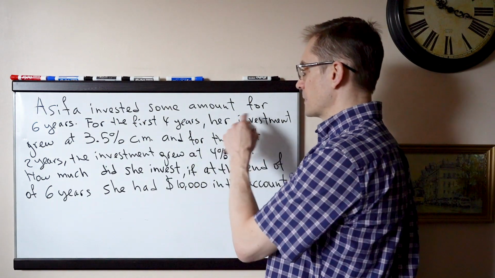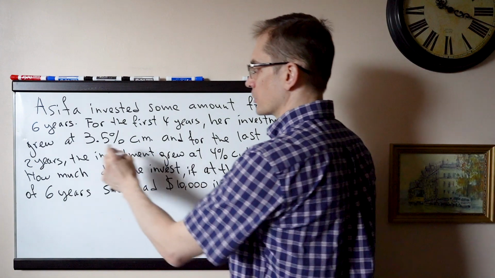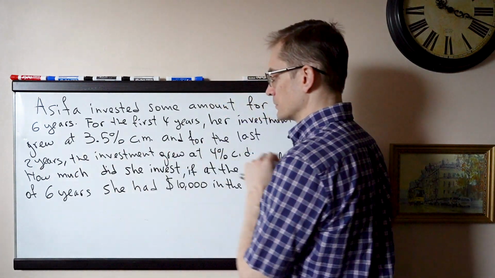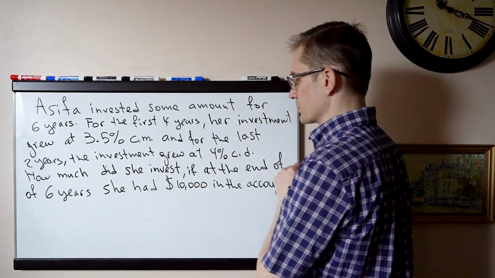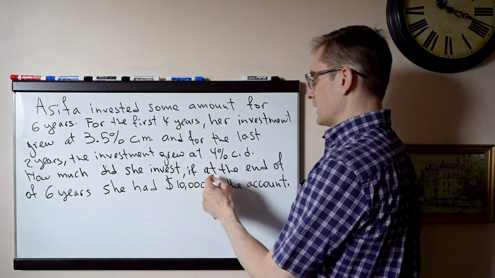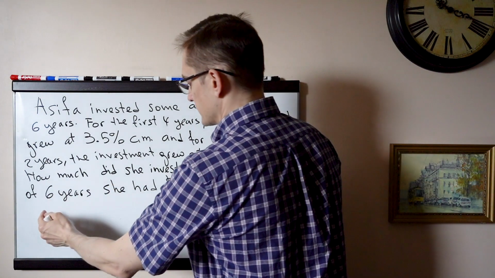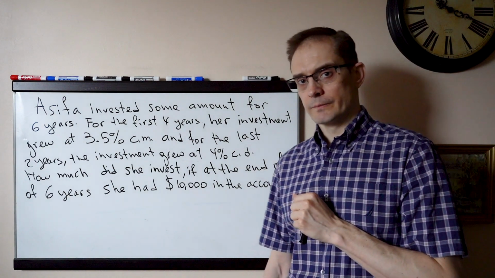Asifa invested some amount for 6 years. For the first 4 years, her investment grew at 3.5% compounded monthly, and for the last 2 years, the investment grew at 4% compounded daily. How much did she invest if at the end of 6 years she had $10,000 in the account?